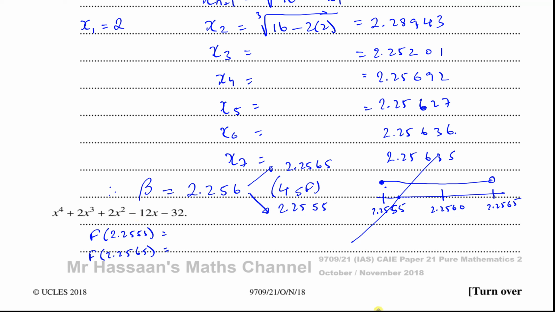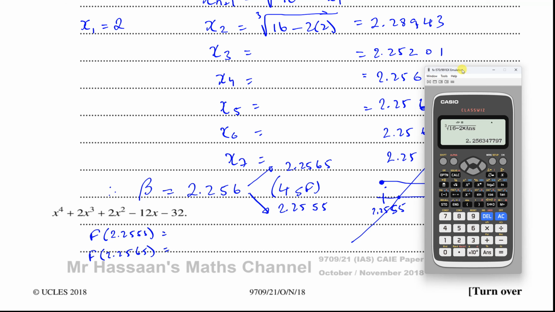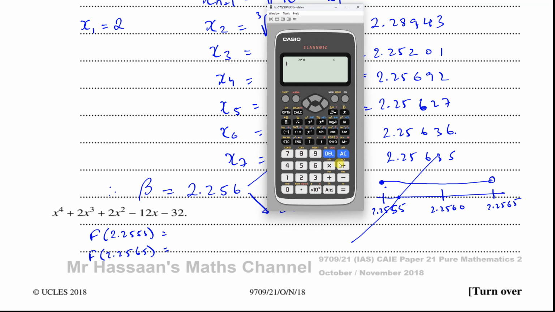So let's see what happens just to show this. So I'm going to put 2.2555, and I'm going to call this A. And I'm going to put 2.2565, and I'm going to store this as B. Okay, so I'm going to take A.